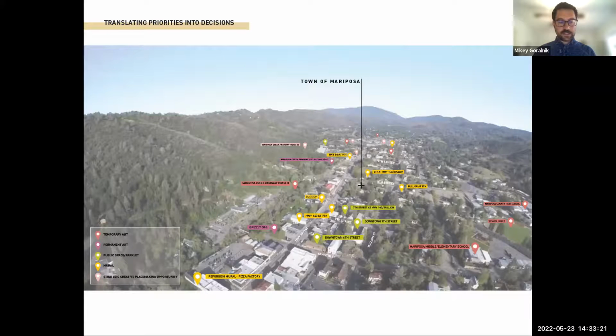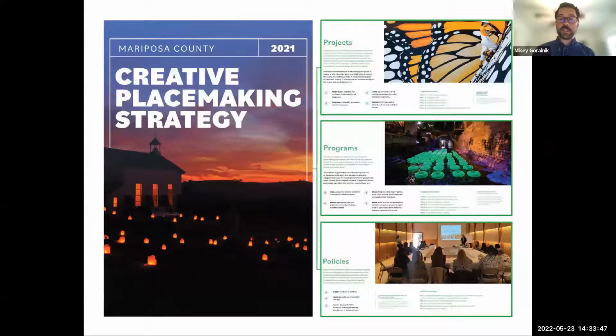In this instance, these are strictly projects. They're recommended temporary art initiatives, some permanent art projects, new public spaces, a couple of new murals, and what we were calling a strategic creative placemaking opportunity, which is a synthesis, an opportunity for us to take lots of different ideas and combine them into a really big, prominent priority area. And the creative placemaking strategy breaks all of those recommendations down into three priority categories.